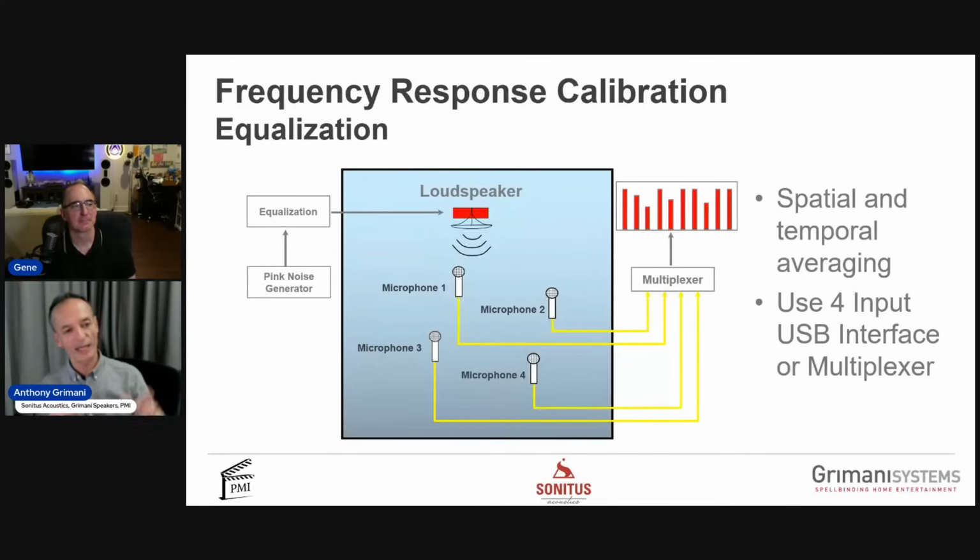Now, with Room EQ Wizard, you can pay this extra little fee and you can use a 4-channel USB interface and have 4 USB mics, and it can do some of that for you too. You can just have one mic that you move around, make sure you mark the locations.